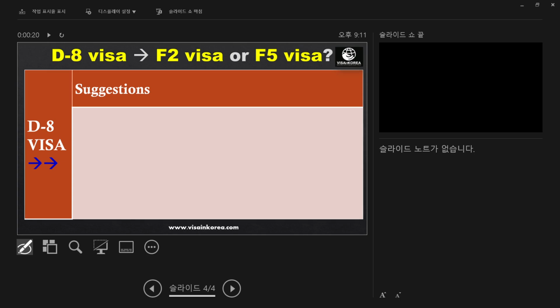Okay, so if you got a D8 visa right now, you can change to F5-1 or F5-16. There are two F5 visas. If you go directly for this one, as I just explained, there are lots of things, especially sales volume. Amazingly, you have to meet 1 billion won. So this is very difficult, right? So my recommendation is, this one cannot be applied for directly, and you can check that on the previous page.